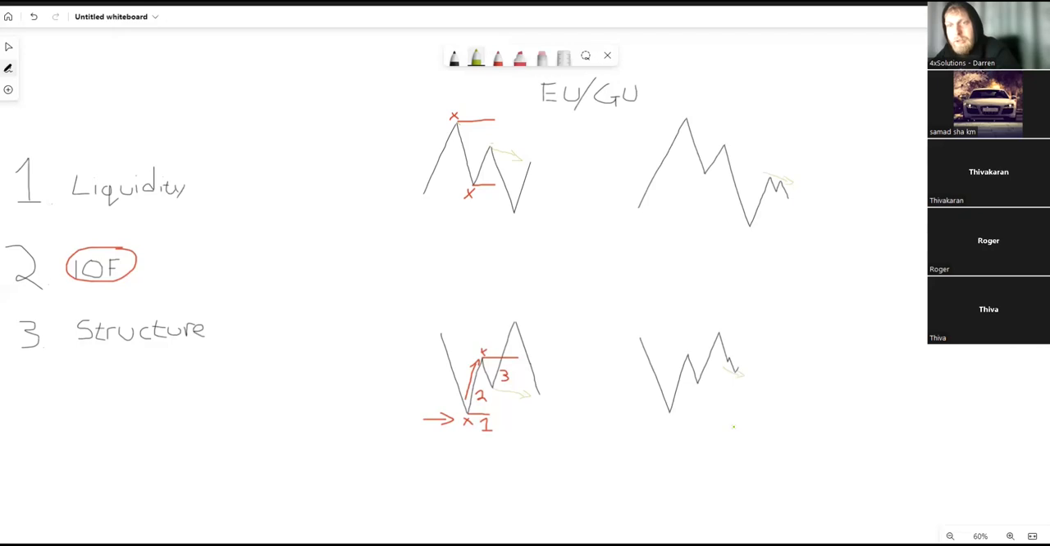Then the confluence would be the SMT part of things.